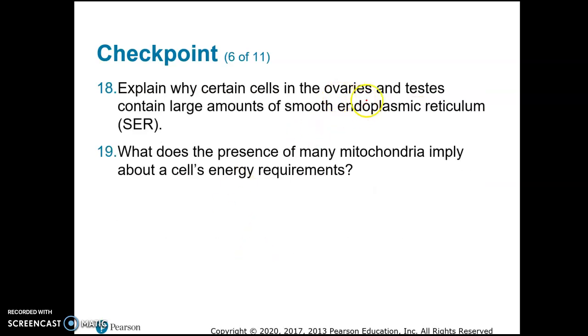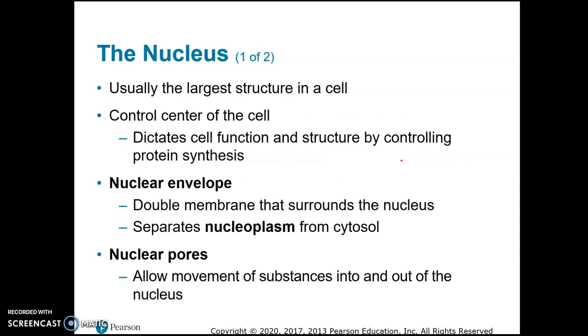Certain cells in the ovaries and testes contain large amounts of smooth endoplasmic reticulum because smooth ER plays a role in producing steroid hormones, and those are produced in the ovaries and the testes. And the presence of many mitochondria means that the cell probably has a large energy requirement.